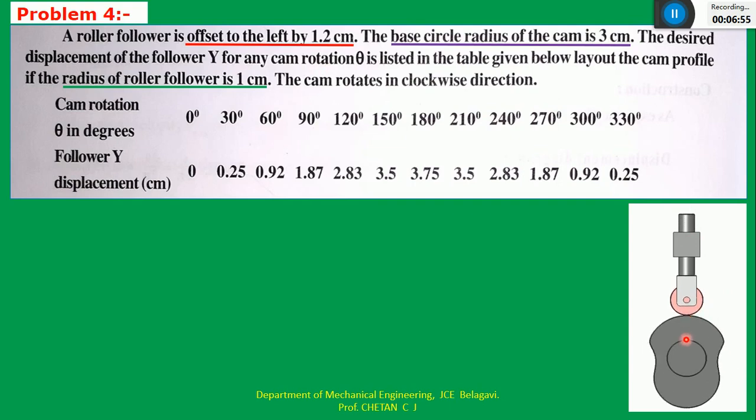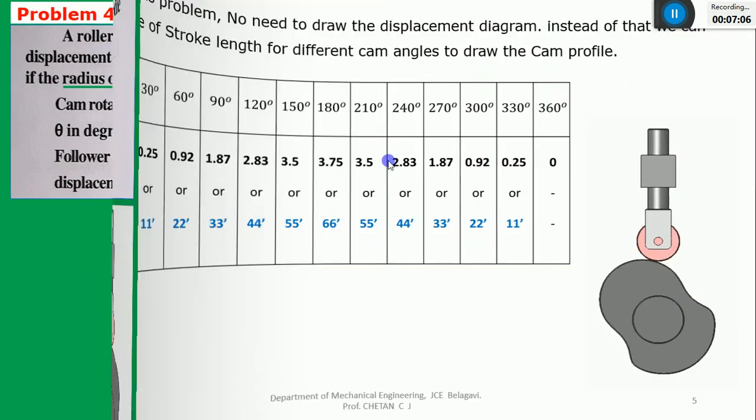So there is no dwell at all. It is rising, it is returning, rising, returning. So there is a negligible dwell in between the outstroke and the return stroke. And if it is clear, I'll go with the given data.